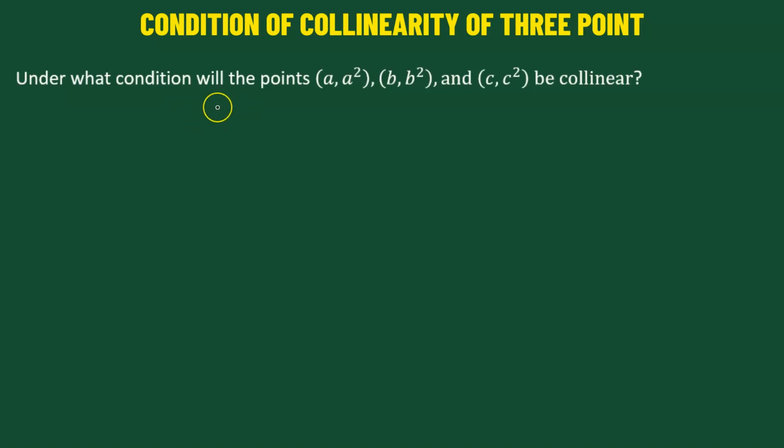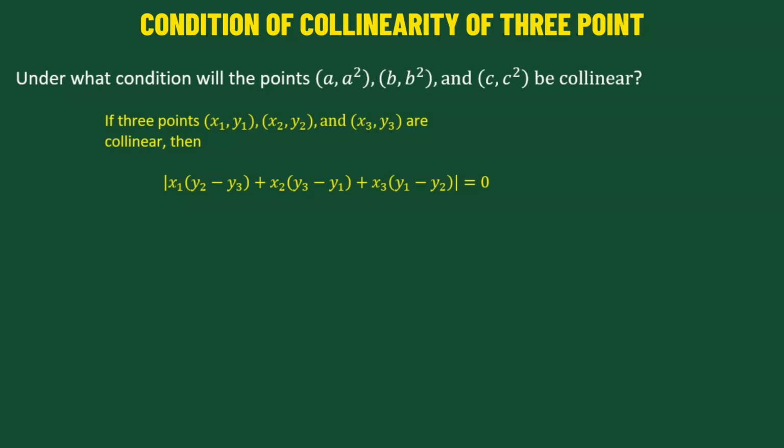So in this problem, we need to find out the condition for which these 3 points become collinear. So let us begin. Now we know that if we have 3 points with coordinates x1, y1, x2, y2 and x3, y3, then the condition of collinearity will be met if this particular expression goes to 0. So we'll use this particular expression here.